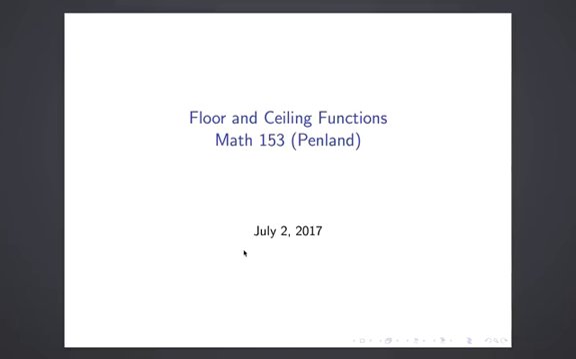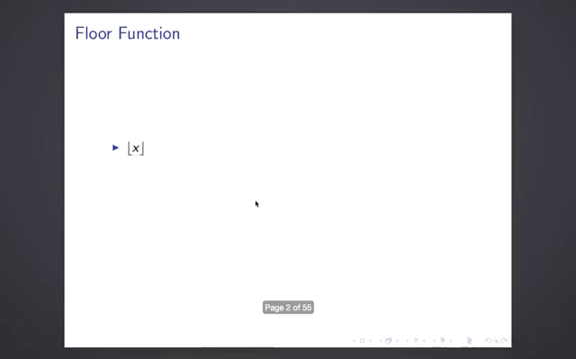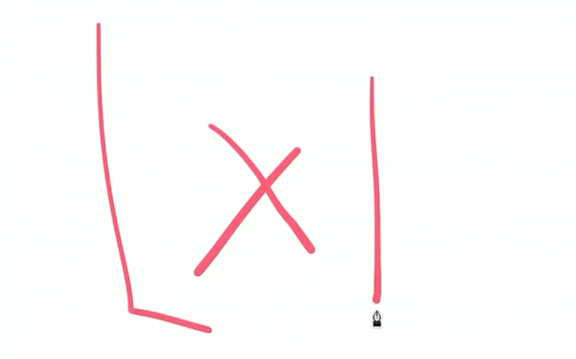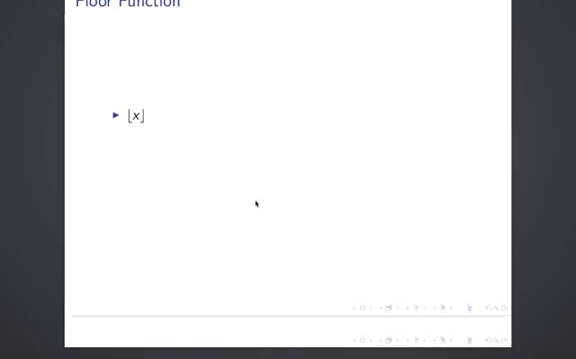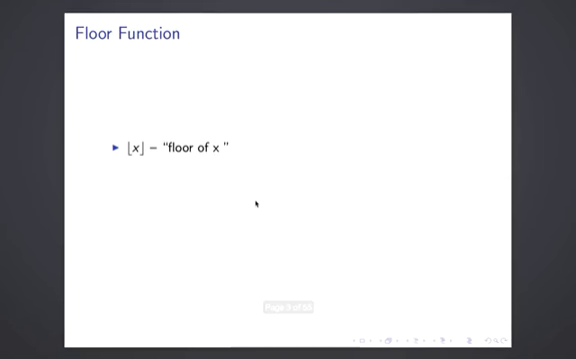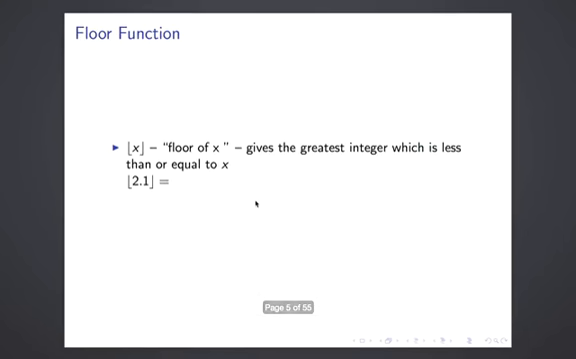Hello everyone, I want to talk about floor and ceiling functions. So you've seen this on your homework, and when we talk about the floor of x, this is the symbol for it. Basically, the floor of x means that you round down to the nearest integer. So it's the greatest integer which is less than or equal to x.